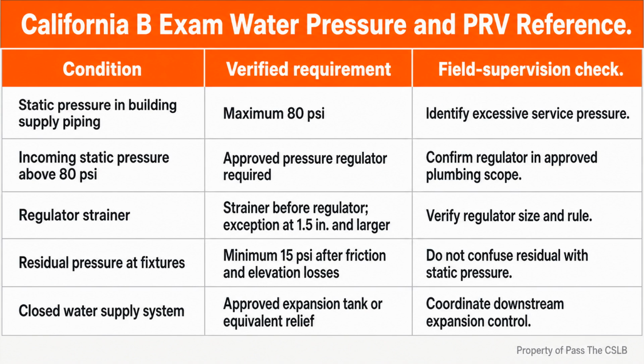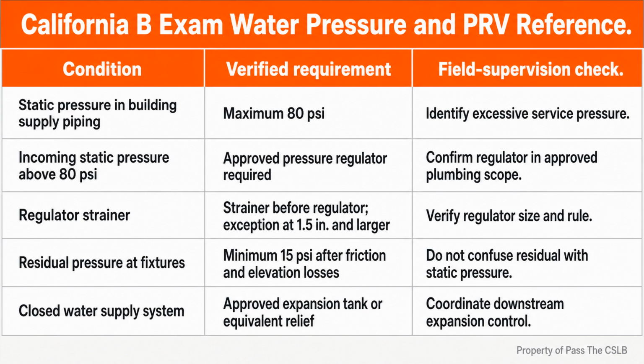Suppose a contractor recognizes the high service pressure and adds the regulator but overlooks the closed system consequence. The immediate result may be an inspection conflict if the required expansion control is missing. After operation begins, the trapped expansion can produce repeated pressure spikes and may contribute to relief valve discharge, accelerated wear, or leakage. The exact symptom depends on the system, so I would not diagnose from one symptom alone. I would verify the closed system condition and the approved expansion protection.